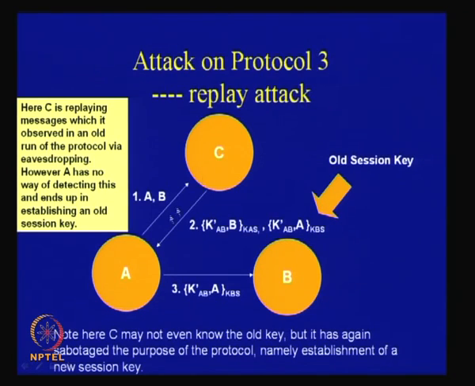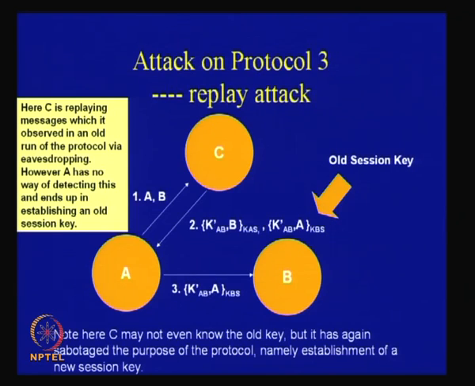So, this message is being communicated back to A. What A does is that it just takes the second part and sends it to B. Now, what is the problem? The problem here is that C actually has knowledge of this K dash AB, which is an old generated session key, right. And therefore, the session key which has been established between A and B is already known to the adversary, right. So, in this case, we are not able to enforce the criteria that we want A and B to establish a new key and not an old key, right.